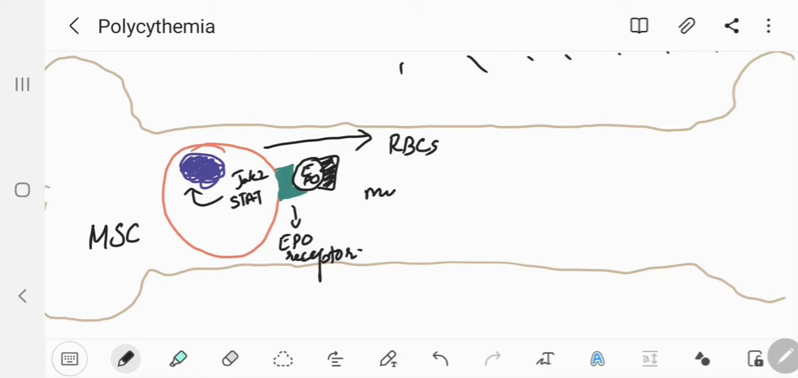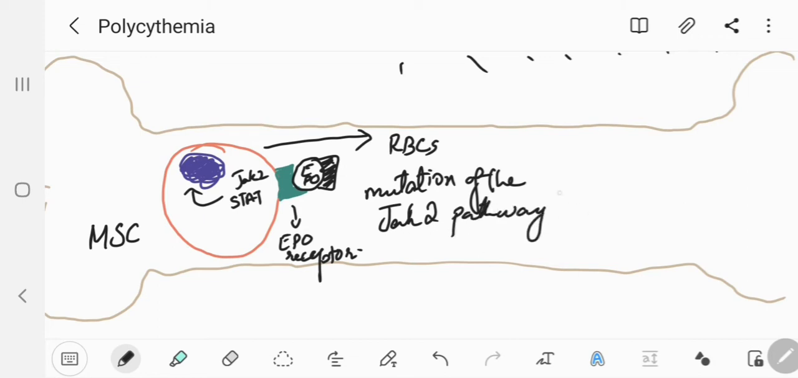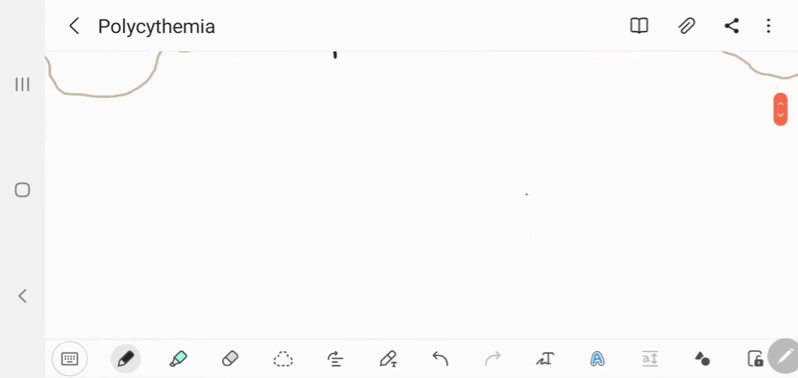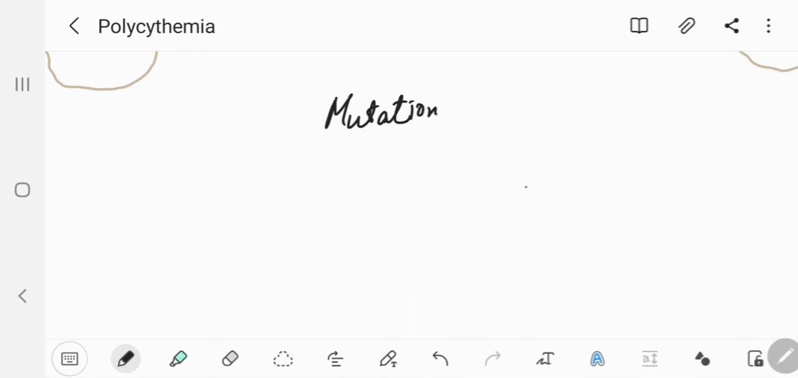In primary polycythemia, there is a mutation of this JAK2, which causes an increased or excess response of this pathway towards the erythropoietin, leading to an excess formation of RBCs. Now, to understand it in a more detailed way, let's see what happens to this JAK2. The JAK2 pathway undergoes a mutation, for which there could be any cause.